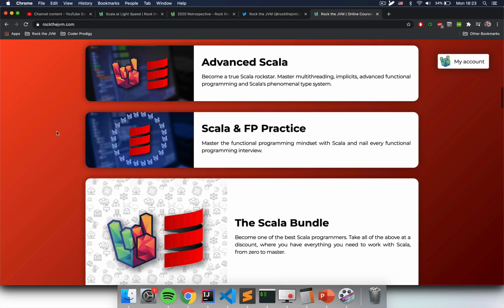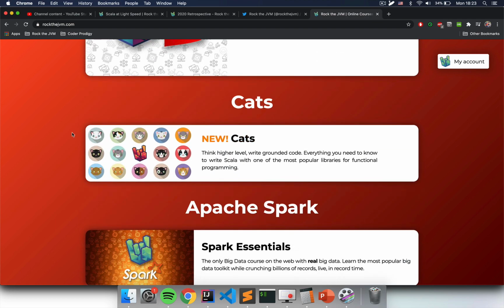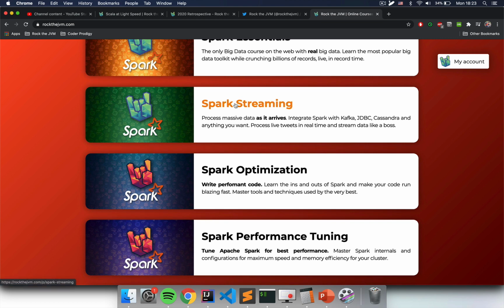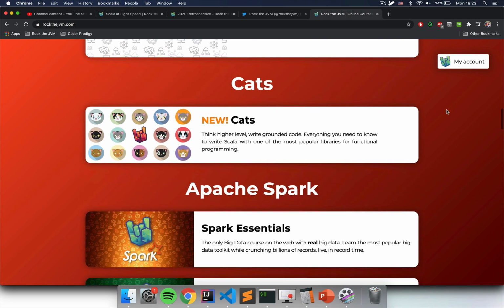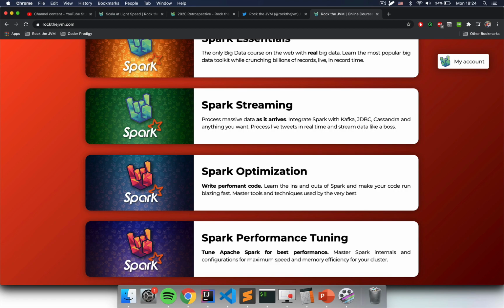Now, speaking of 2020 in particular, the new content that I've added here is the course on CATS, which is one of the most popular functional programming libraries in the Scala ecosystem, and finishing the Apache Spark series with Spark Streaming, Spark Optimization, and Spark Performance Tuning, also known as Spark Optimization 2. These were the hardest courses that I've ever recorded, and the concepts and the techniques here are quite hard to put into words, but I really hope that they're really clear and really practical.